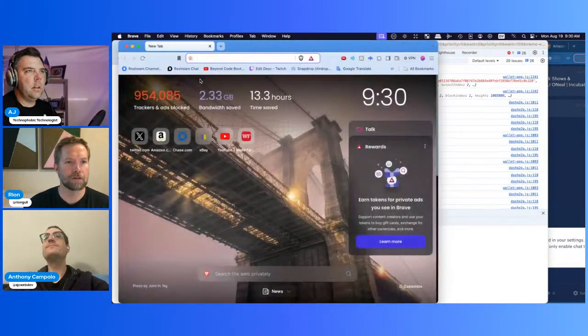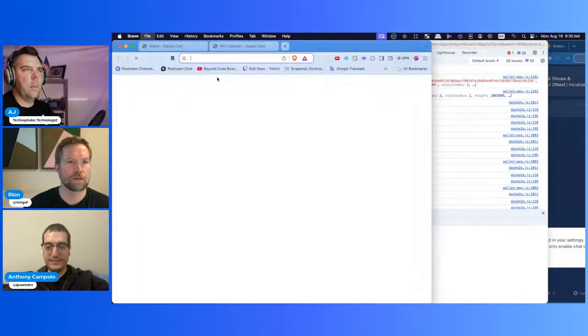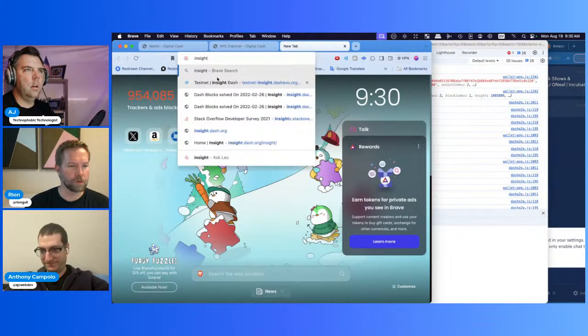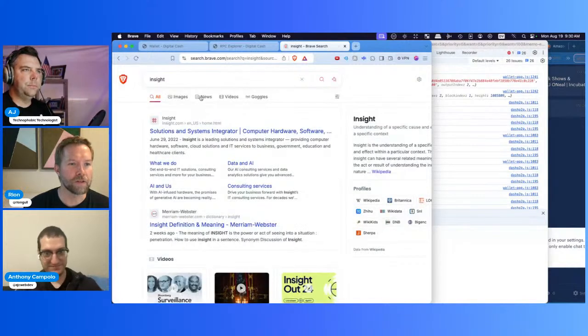Yeah, sure. So let's go to Insight here, just so that people can see that with the more familiar interface.